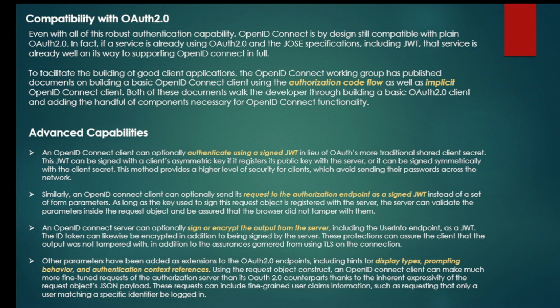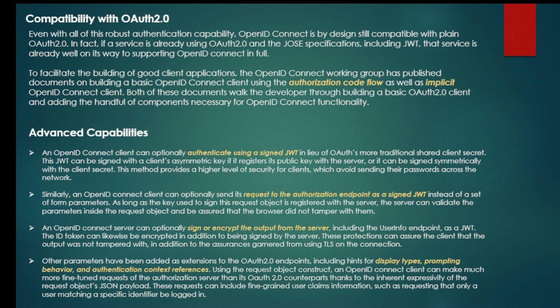Advanced capabilities that it has. An OpenID Connect client can optionally authenticate using a signed JWT in lieu of OAuth's more traditional shared client secret. This JWT can be signed with the client's asymmetric key if it registers its public key with the server, or it can be signed symmetrically with the client secret. These methods provide a higher level of security for clients, which avoid sending their password across the network.